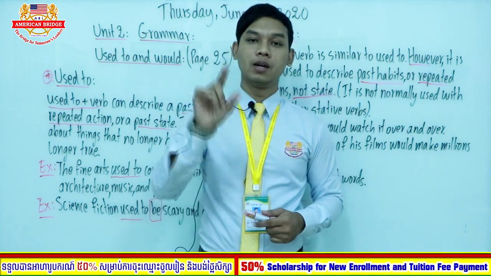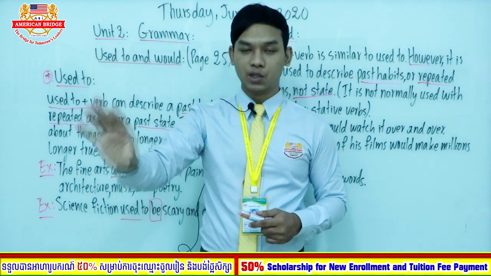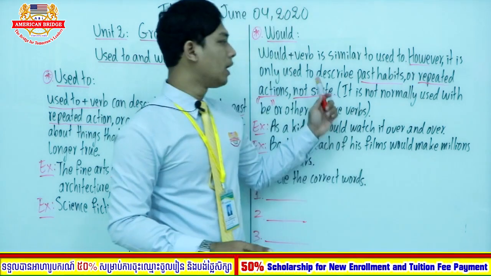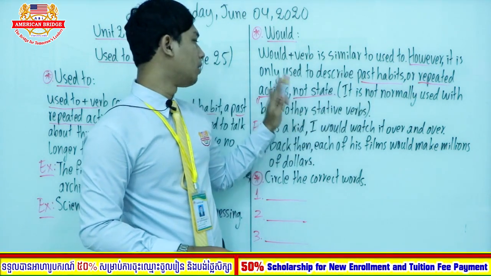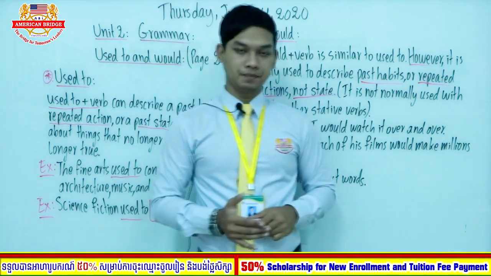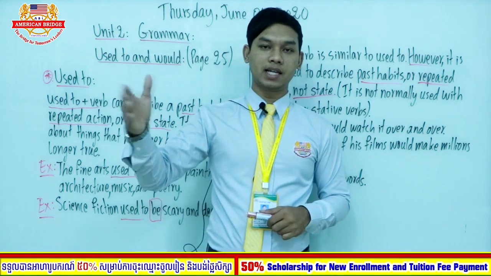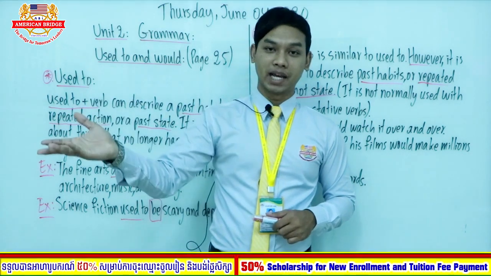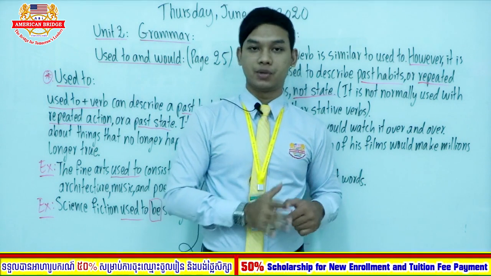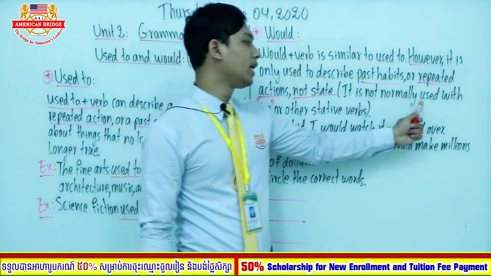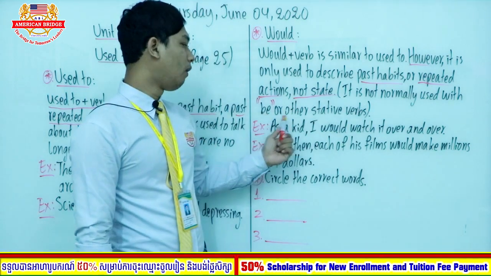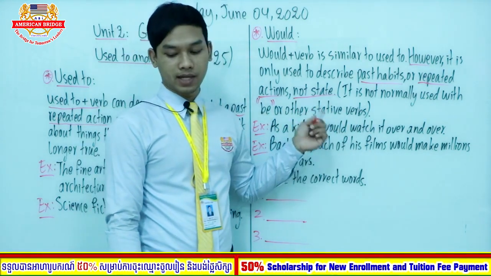So you can use would plus stative verb, but not for a past habit or past action or past states. That sentence has another meaning. All right? Remember that. Don't be confused. Okay, continue. We say it is not normally used with be or other stative verbs. You can see that, right?